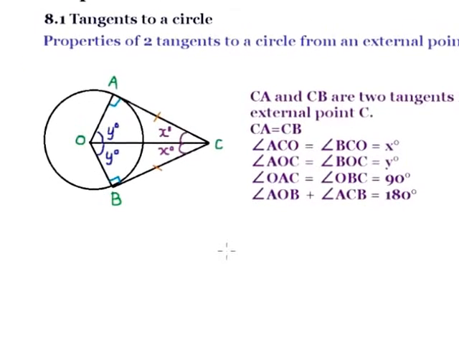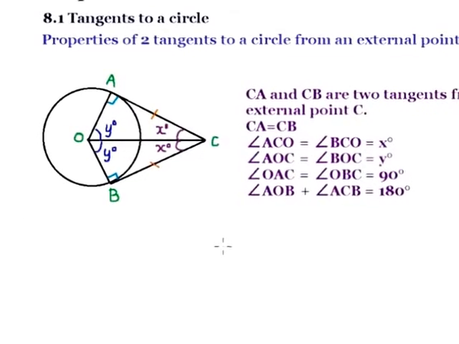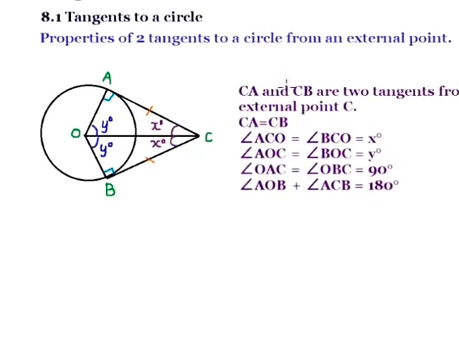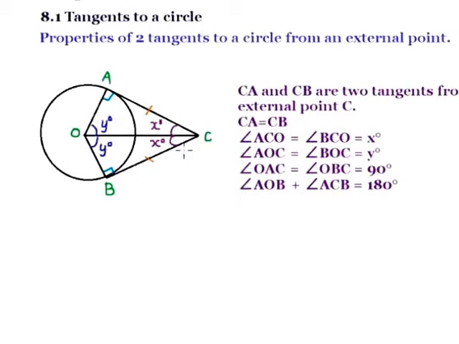Moving on, we'll be looking at the properties of two tangents to a circle from an external point. As shown in this diagram, CA and CB are two tangents from an external point C. And CA is equal to CB. See the orange stripes representing that they have the same length.